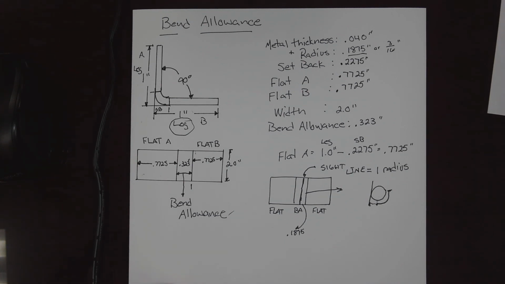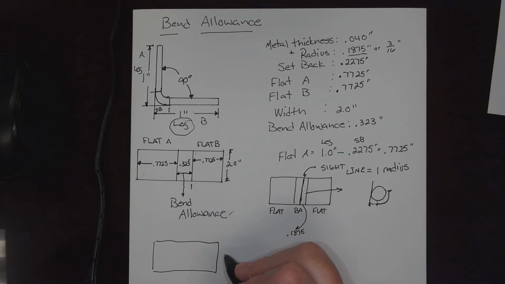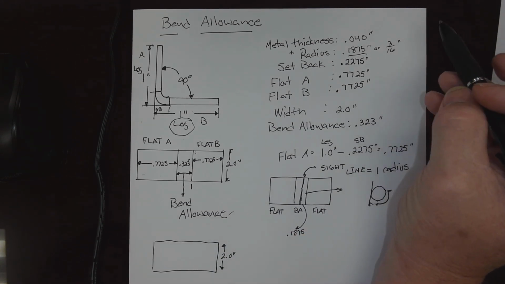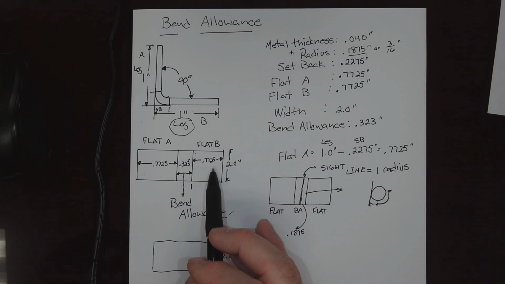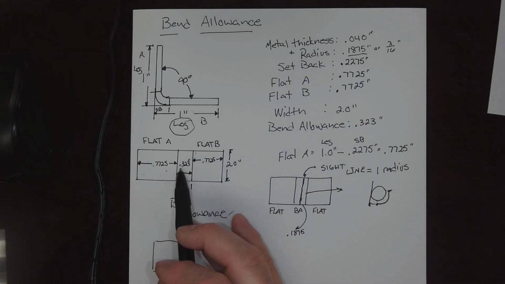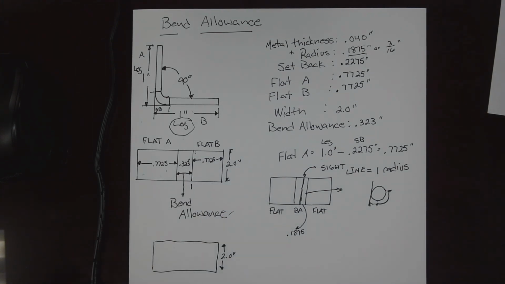Now we've got to cut our piece of metal. So what we've ended up with here by doing all this math is we've got all the information we need. It needs to be 2 inches in width. And now, if we take flat A plus flat B plus our setback, we could easily do the math to calculate for the length of our layout.